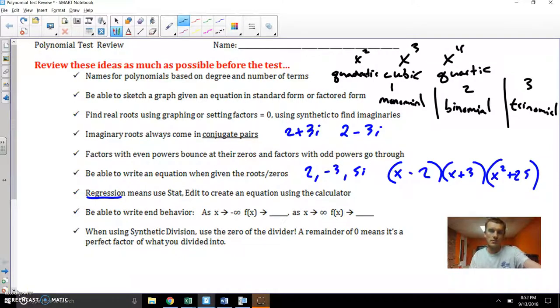What's up, Algebra 2? This is a full polynomial test review for anybody that missed today. If you want to check this out as a quick review, you can, but if you're in class, it's not going to be anything new.